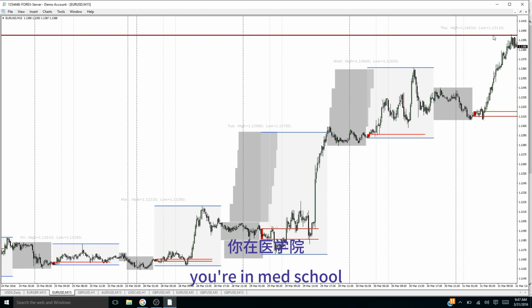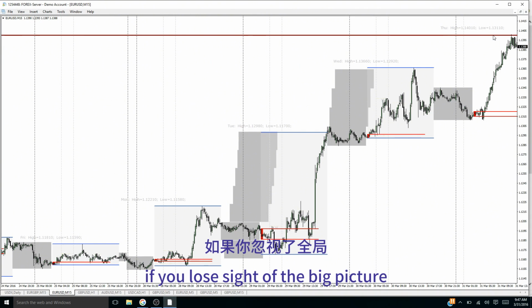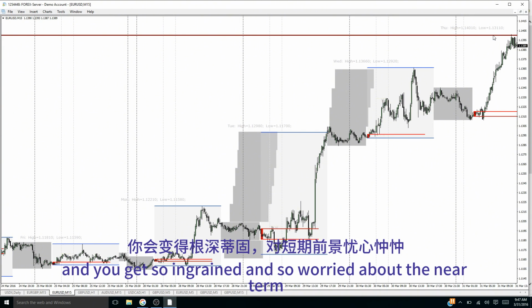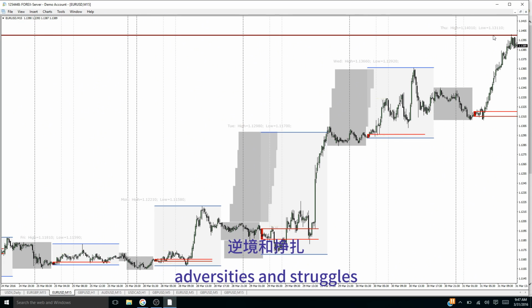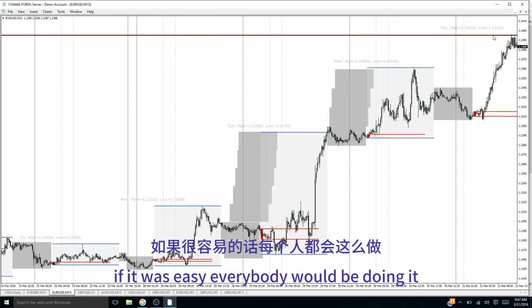You're in med school. You just got to submit to it. It's all part of the process. If you lose sight of the big picture and you get so ingrained and so worried about the near-term adversities and struggles, you're learning. It ain't supposed to be easy. If it was easy, everybody would be doing it.